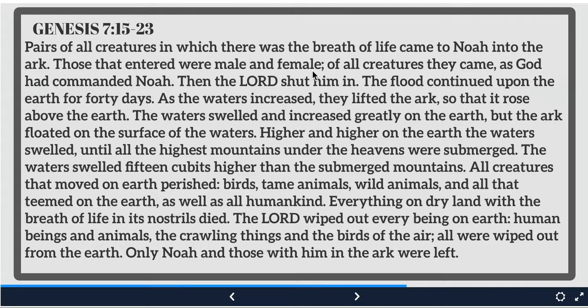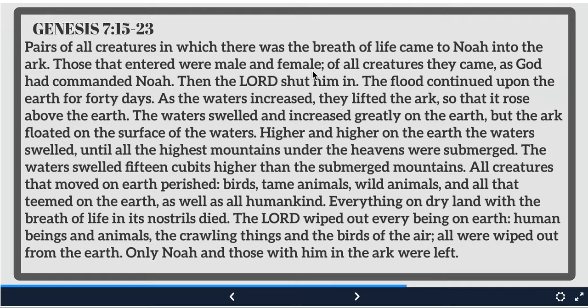Higher and higher on the earth the waters swelled, until all the highest mountains under the heavens were submerged. The waters swelled 15 cubits higher than the submerged mountains. All creatures that moved on earth perished, birds, tame animals, wild animals, and all that teemed on the earth, as well as all humankind. Everything on dry land with the breath of life in its nostrils died. The Lord wiped out every being on earth. Human beings and animals, the crawling things and the birds of the air, all were wiped out from the earth. Only Noah and those with him in the ark were left.